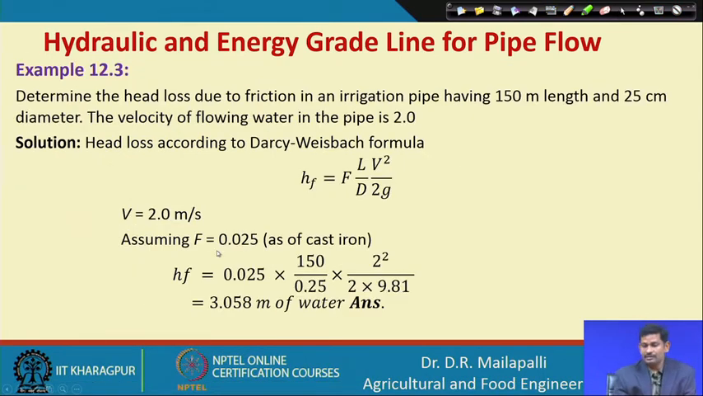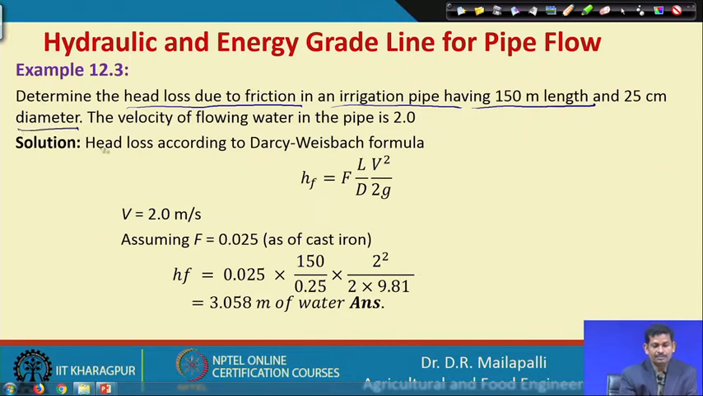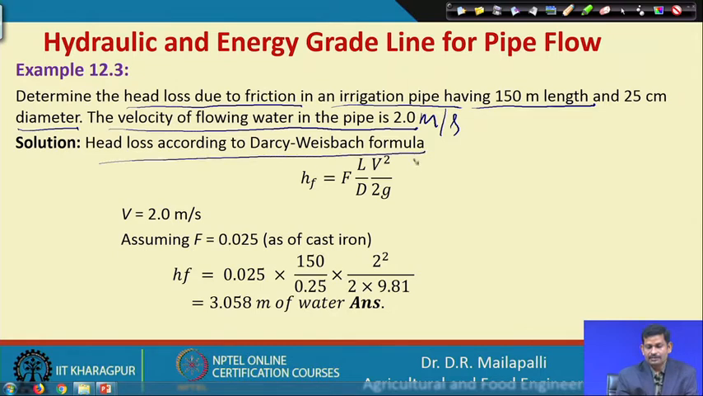Here is an example: determine the head loss due to friction in an irrigation pipe 150 meters long and 25 centimeters in diameter, where the velocity of flowing water in the pipe is 2 meters per second, let us say. So, head loss according to the Darcy-Weisbach equation, that is h_f is equal to f L V squared by 2 g D, and velocity is given. Assume f is equal to 0.025, and substituting the values you get h_f as 3.058 meters of water.